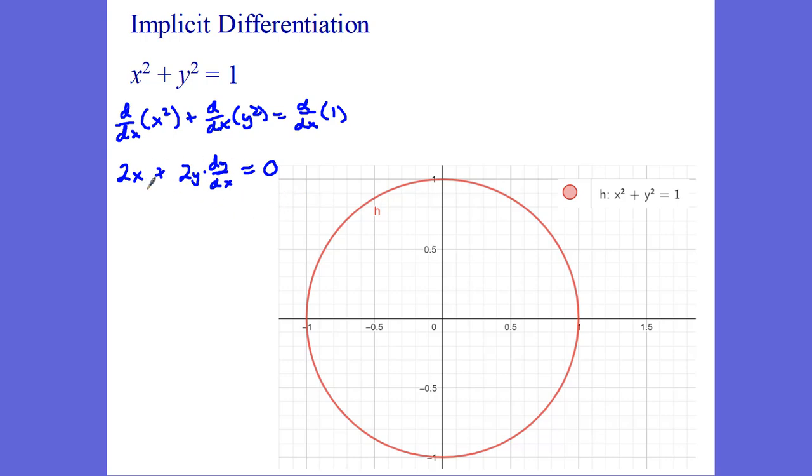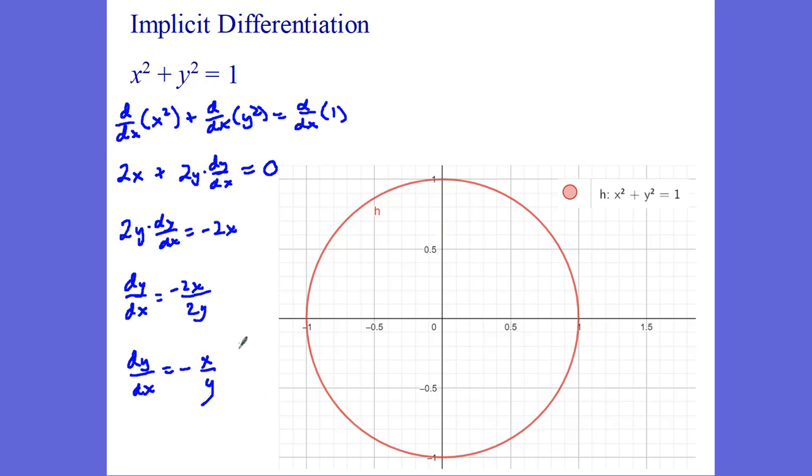We have 2x plus 2y dy over dx is equal to 0, which means now I can do some algebra. I can move the 2x over to the other side by making it negative 2x. I can divide by my 2y, so negative 2x over 2y. The 2's cancel out, which means the derivative with respect to x, the derivative at any point, is equal to negative x over y of this function.